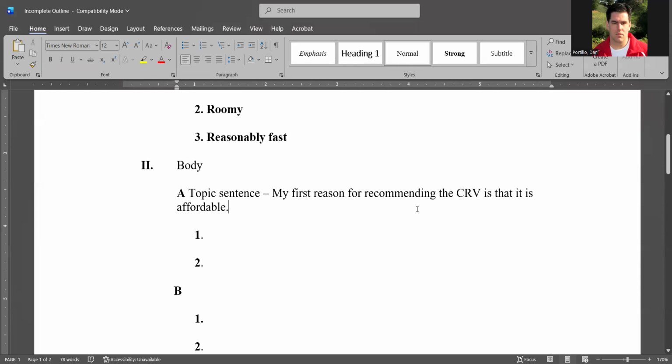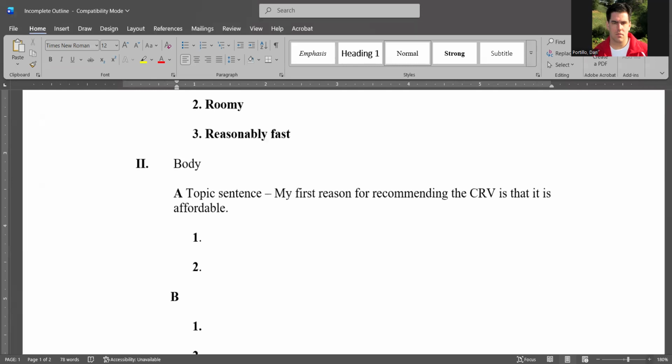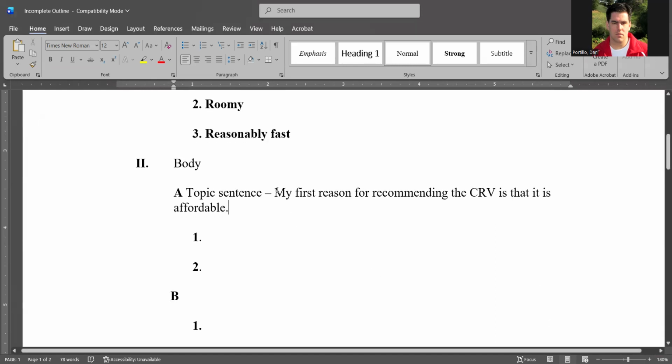There are two things I want you to take note of here. First, you'll notice I say my first reason. This is what we call a transition. Transition helps keep your reader aware of where you're going so that they don't lose sight of the path of the essay. It's like a road sign, and it creates what's called a good sense of audience.